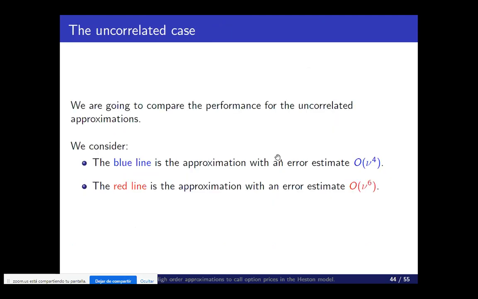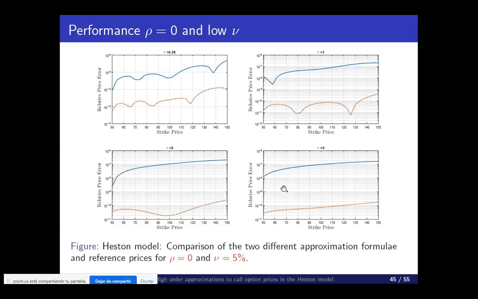Let's see the rho zero case. The blue line is the nu power 4, the original formula by Elisa, and the red line is our new approximation, this nu power 6. And we're going to see that for low vols it improves a lot.